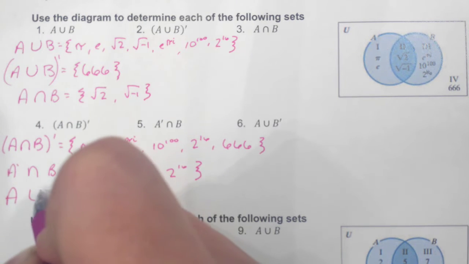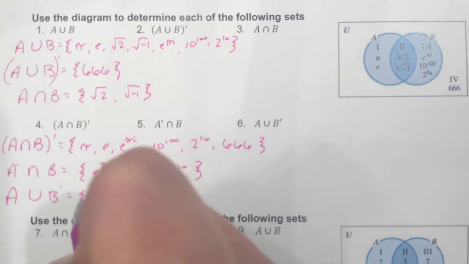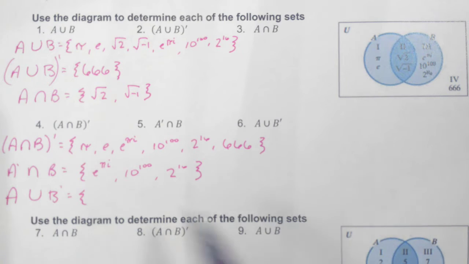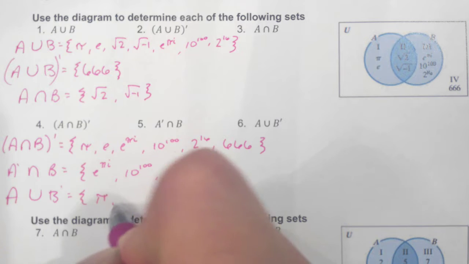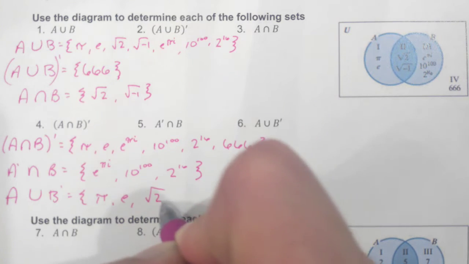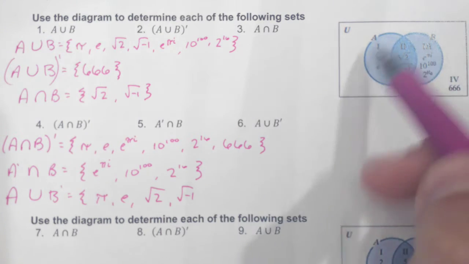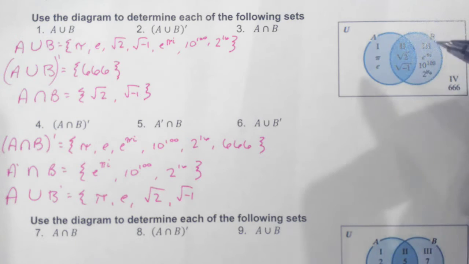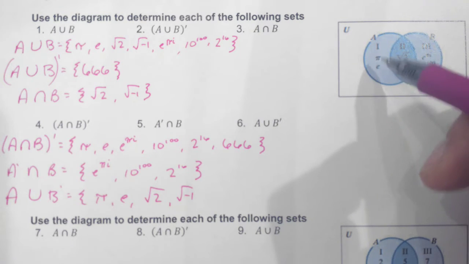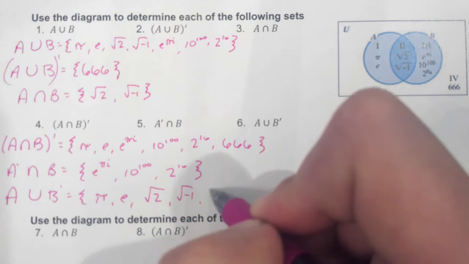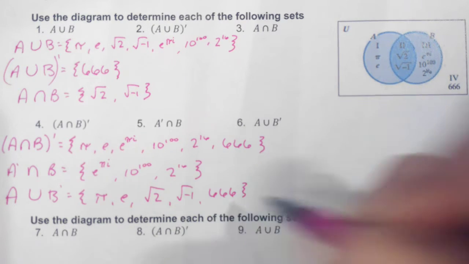So that one's a little easier. We're just listing everything that's in A and then everything that's not in B. So let's start with everything in A. Pi, e, the square root of 2, the square root of -1. Okay, we got everything in A. Now what's everything that's not in B? Everything that's in B are these 5 things. What's not in B? Pi and e and 666. We've already got pi and e, so the only thing left is 666.